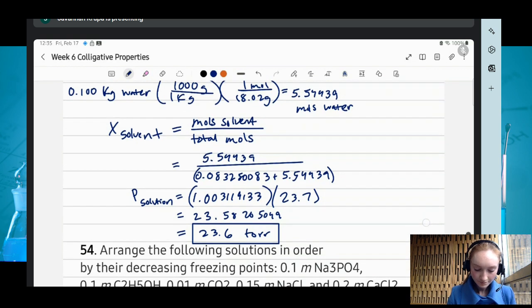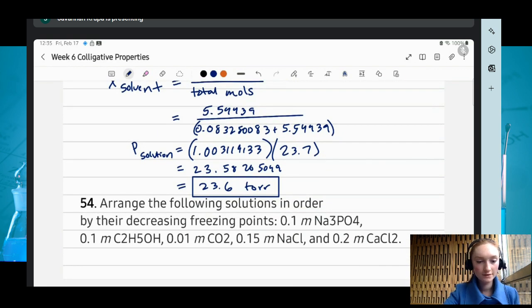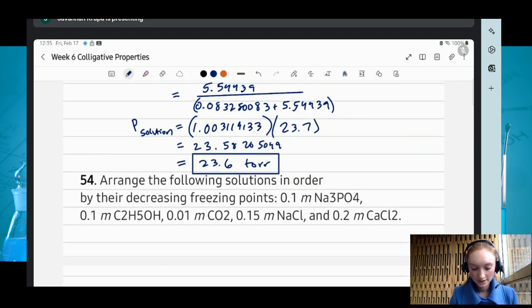Awesome. So let's move on to question 54. Question 54 is going to ask us to rank the decreasing freezing points of 0.1 molality of Na3PO4, 0.1 molality of C2H5OH, 0.01 molality of CO2, 0.15 molality of sodium chloride, and 0.2 molality of calcium chloride.